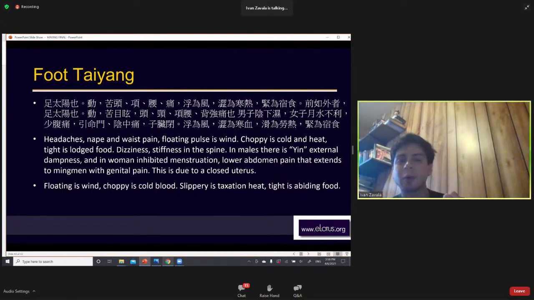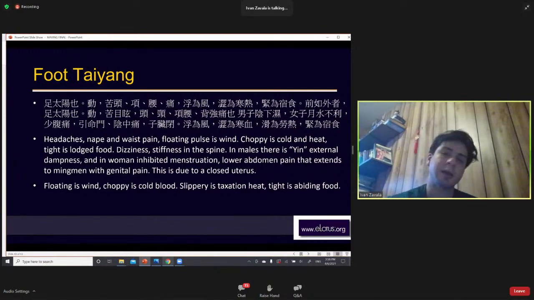So foot Taiyang pulse, if it's stirring at the lateral aspect of the chun, if you feel a pulse stirring, then that might be a rapid pulse. That might be a slippery pulse, something like that. If you feel it stirring or just floating and surging a little bit, that might be the person suffering from headache, neck pain, back pain, right?